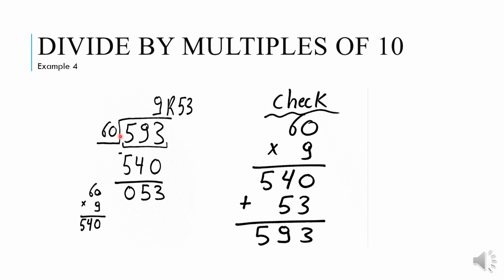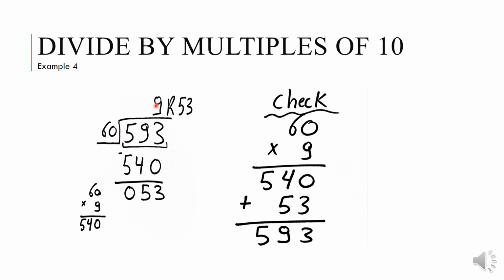I ask myself, how many 60s do I need to make 593 or almost 593? Let's try. 60 times 9 is 540. 540 is less than 593. Can we use 60 times 10? No. First of all, we cannot write 2 digits in the quotient, and 60 times 10 is 600. It's greater than 593, so we cannot use it. So let's use 60 times 9.